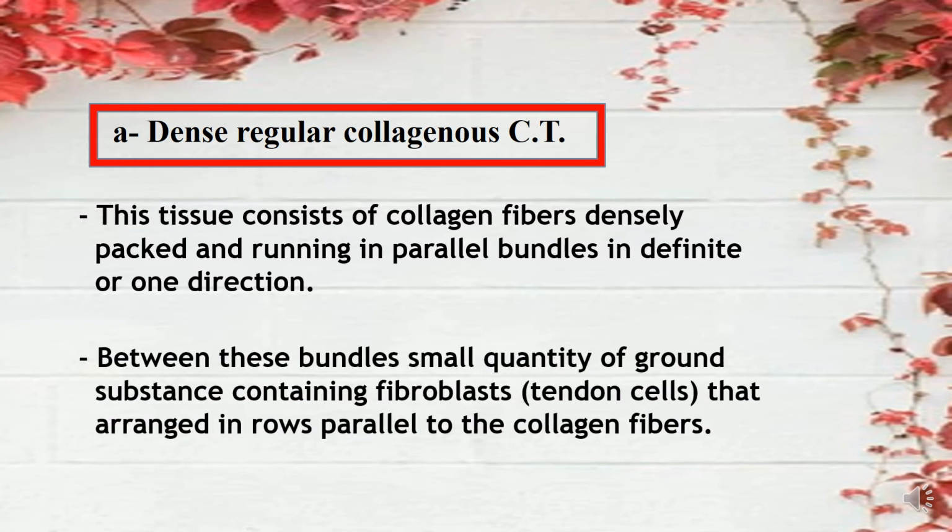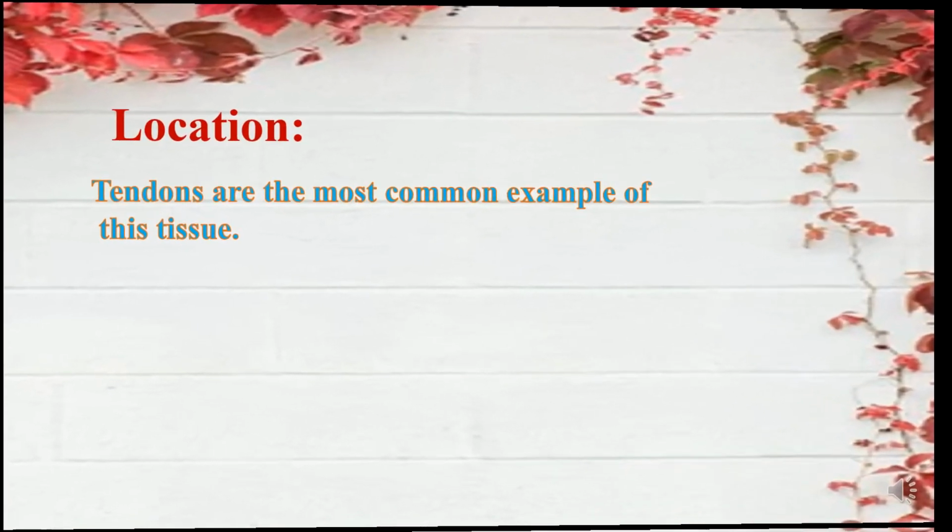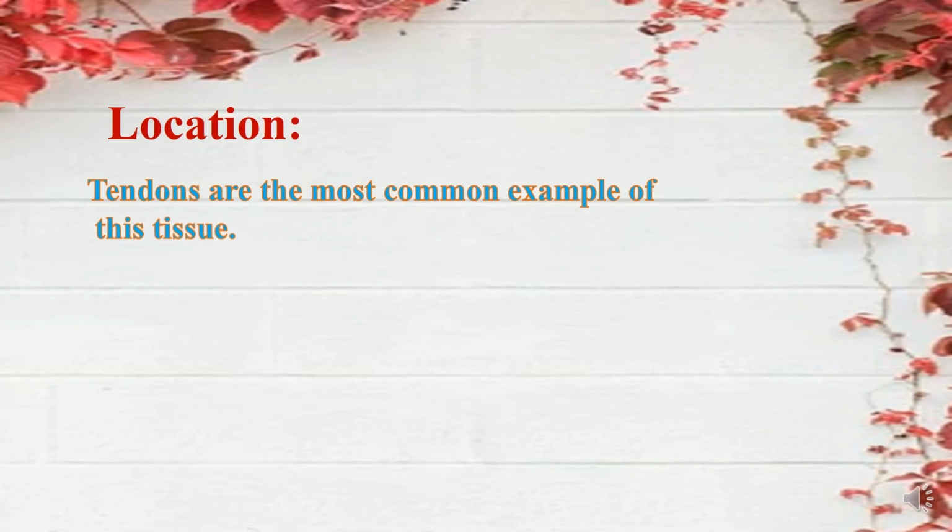The most common type of cells found in this tissue are fibroblasts. The ground substance is present in a very little amount between these bundles. Fibroblasts between these bundles are arranged in rows parallel to the collagen fibers. The location of dense regular connective tissue is in tendons, which are the most common example of this tissue.